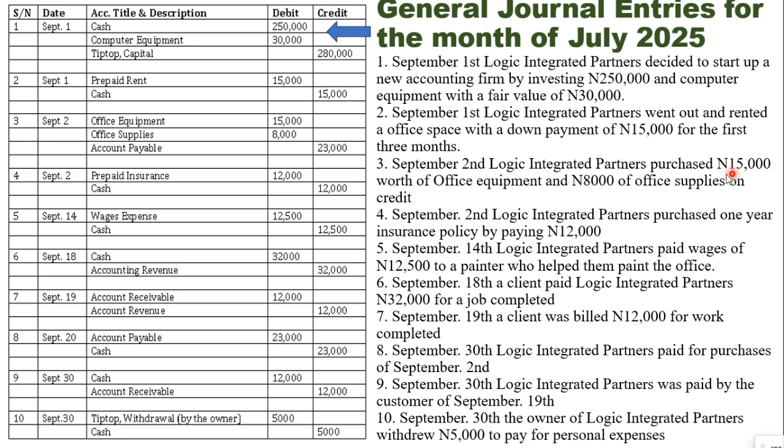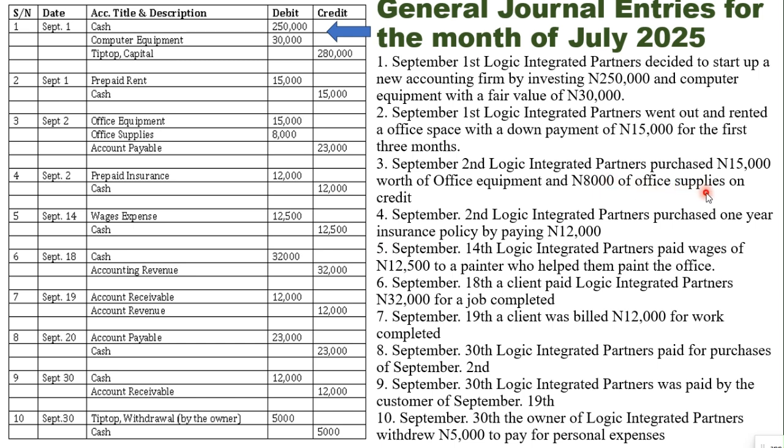15,000 naira worth of office equipment and 8,000 naira of office supply, all on credit. So they made another purchase. This is also going to be the office equipment. These are the accounts that are involved. I told you in our previous video that every business transaction becomes an account in the chart of accounts. So office equipment becomes an account. We create accounts for office equipment and office supply, 15,000 and 8,000.